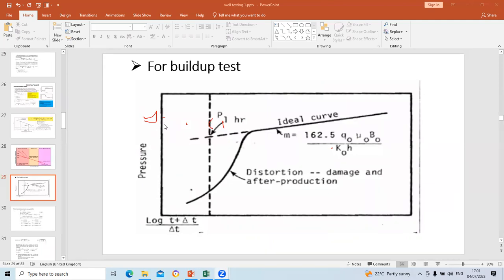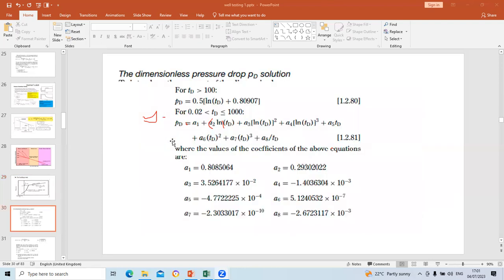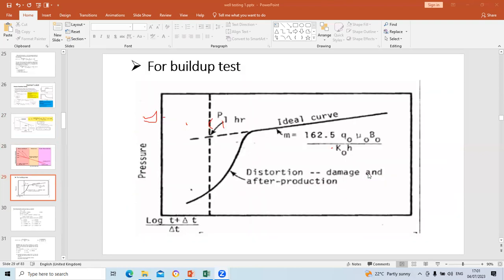Then our P1R will just be to take 1 hour from 1 hour now, from Horner's time equals 1, we take it right up, and wherever it meets this particular straight line, we read the pressure. That is the pressure at 1 hour. That's the P1R that we can easily put inside this formula in order to calculate the skin. All right, so we are going to end there for the theoretical part.